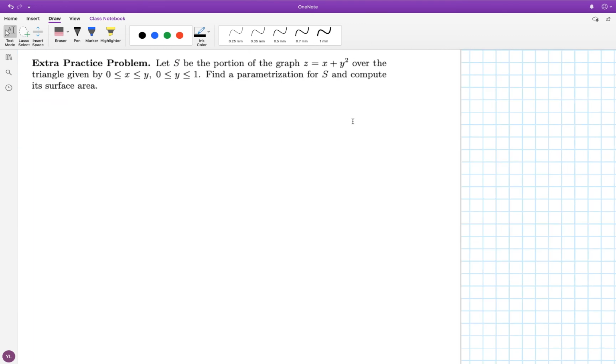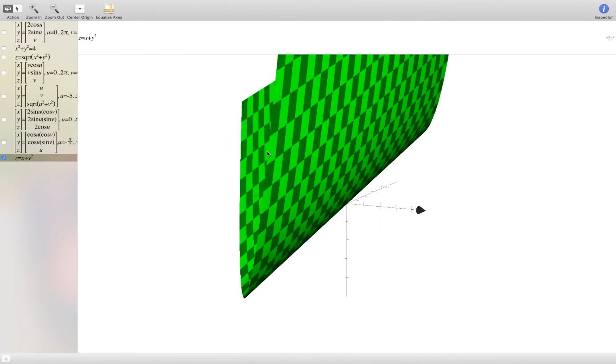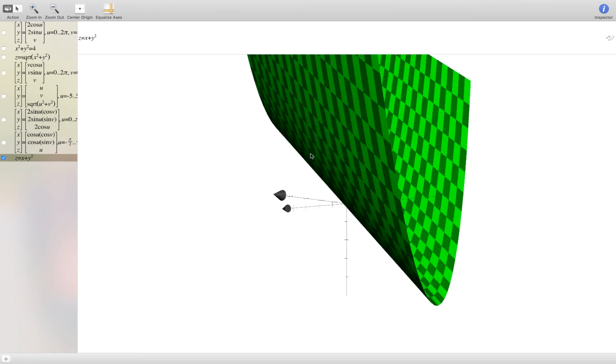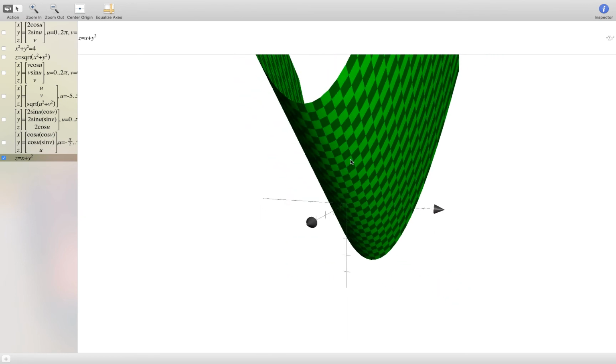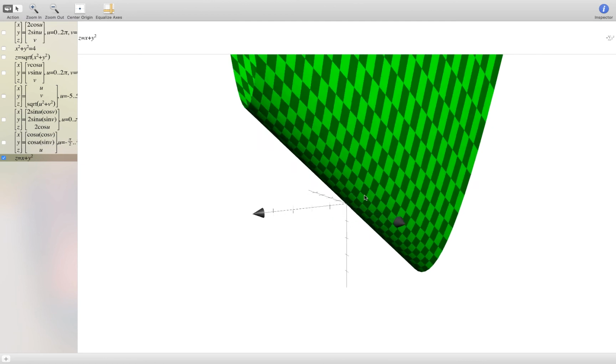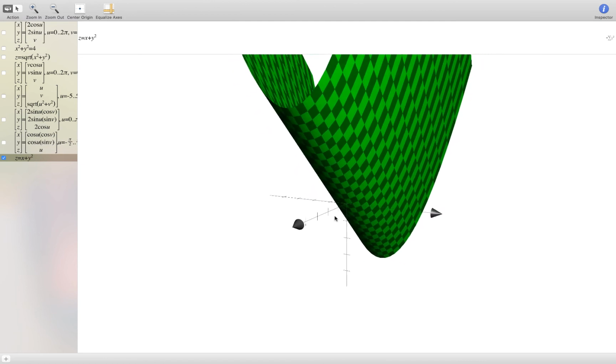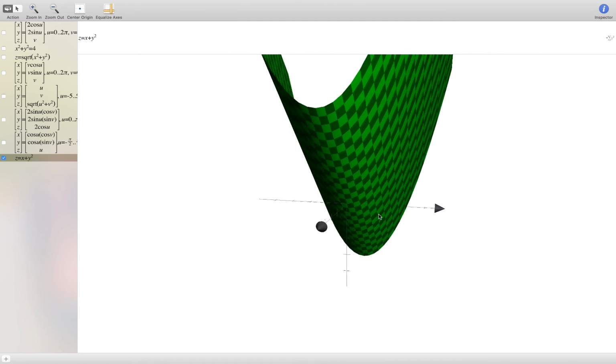All right, let's practice our formula again. I am asked to find the surface area of a portion of the z equals x plus y squared surface over this triangular region in the xy plane. I just graphed it so I could get a visual of what this surface looks like. Okay, fine. And I'm obviously not taking the whole surface, that would have infinite area, but I'm going to restrict my attention to a triangle in the xy plane.